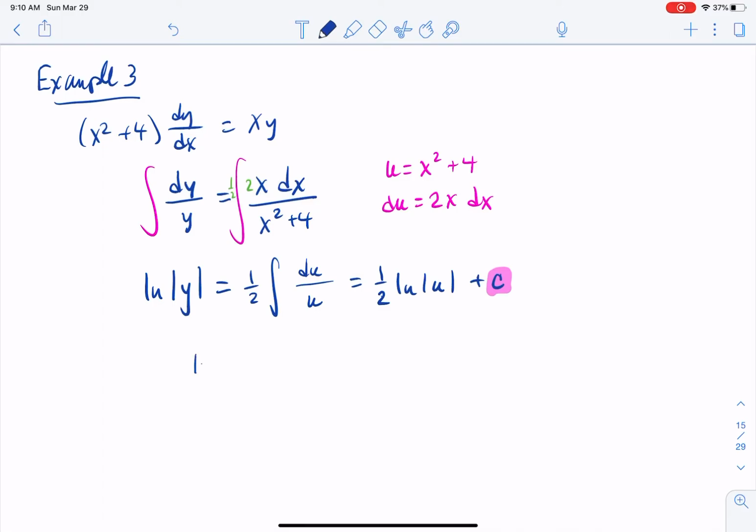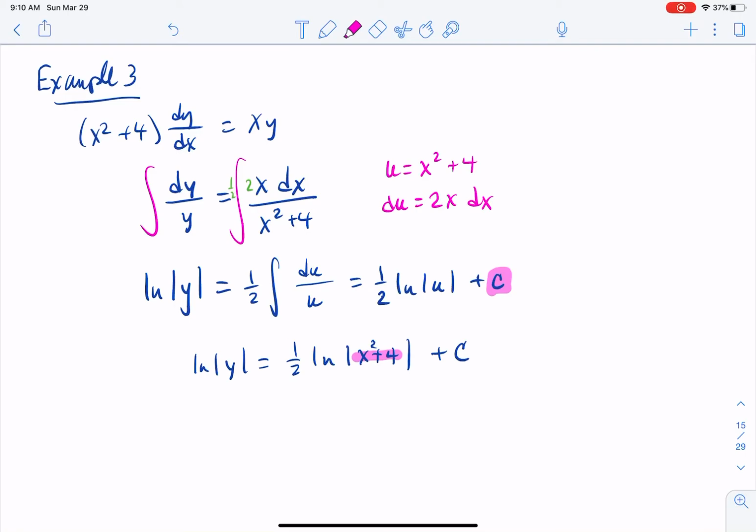So I have the natural log of the absolute value of y is equal to 1/2 of the natural log of the absolute value of x squared plus 4, plus c. At this point, you can notice that on at least the right-hand side, the absolute value here is unnecessary, and the reason why is because x squared plus 4 is always positive.